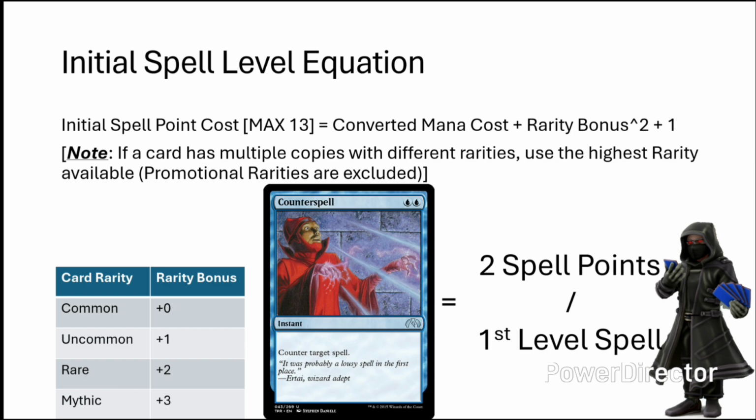So uncommon. This means that we have 4 spell points to work with. 2 for our converted mana cost. Our rarity bonus squared. 1 squared is still just 1. So that's 3 spell points, and then we add our 4th point to the equation for a total of 4 spell points, making it a 3rd level spell, which, according to the core rules, Counterspell is indeed a 3rd level spell.